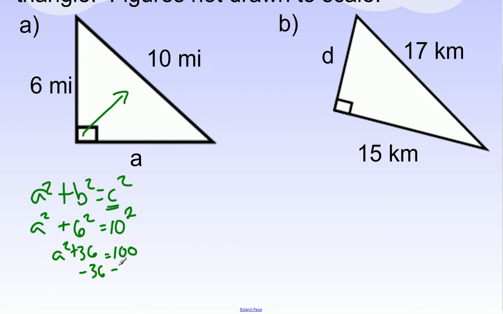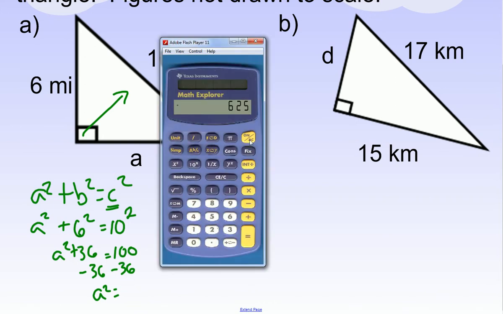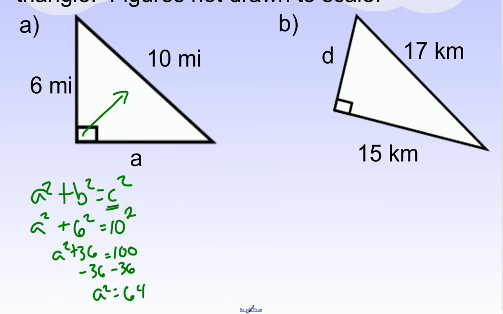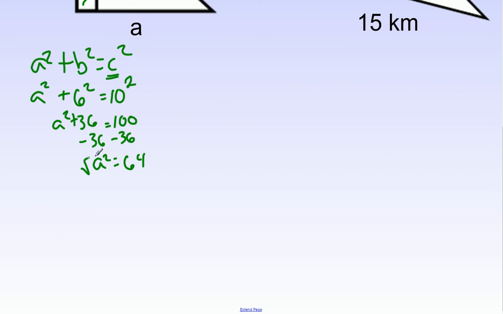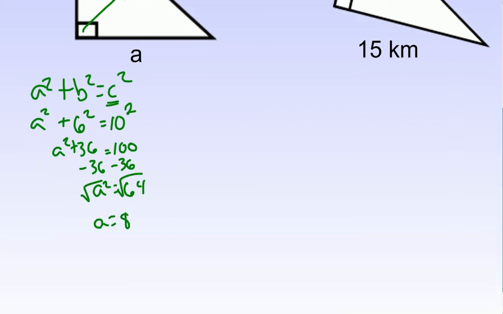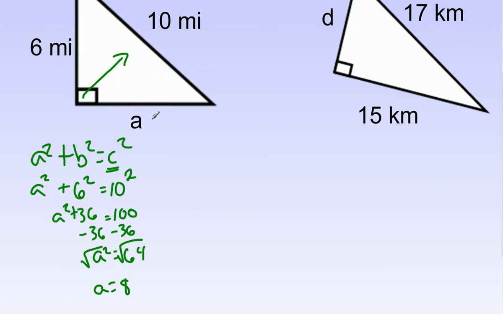Subtract 36 on both sides. We're getting the variable by itself, right? a squared equals 100 minus 36 is 64. And I know if I square root both sides here, I get a equals 8. So the missing side here is 8 miles.